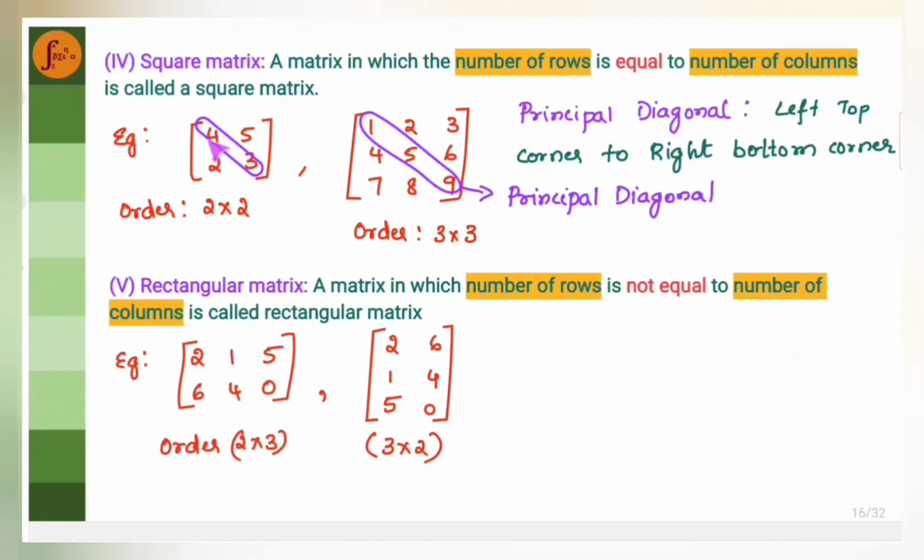Square matrix means number of rows should be same as number of columns. So you have 2 rows here and 2 columns. Here you have 3 rows and 3 columns, right? So the order is 2 by 2 for this matrix, and for this matrix order is 3 by 3. So that's why it's called a square matrix.